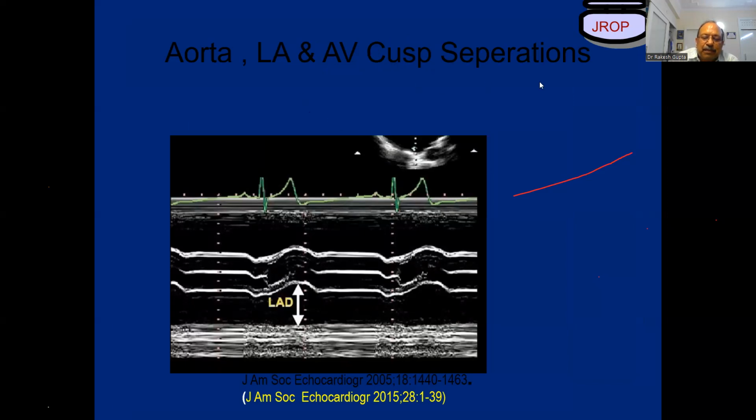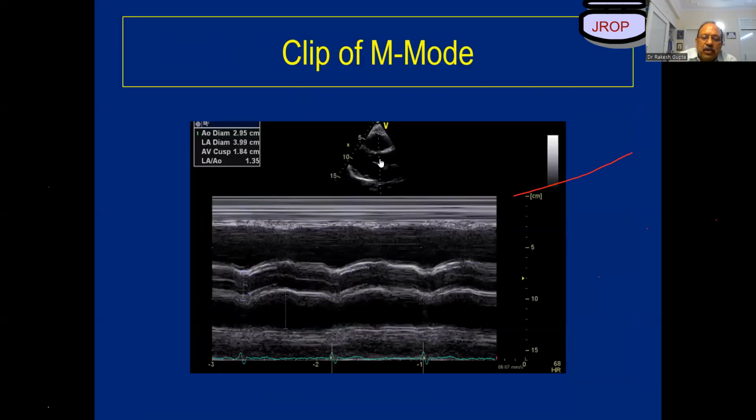Aortic valve cusp separation in the parasternal long axis view at the aorta, measured at the beginning of systole. Same AV cusp separation at the beginning of systole. Then LA measurement at the beginning of diastole.